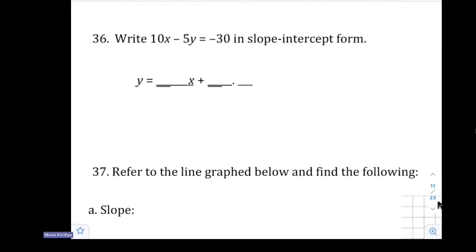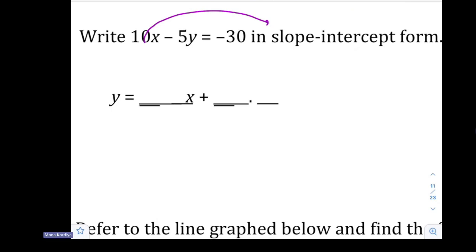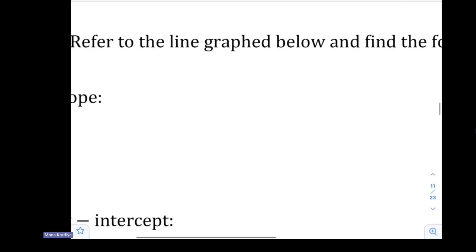Here, the same approach. Don't forget that this is negative, so negative 5y is negative 10x minus 30, and when you divide all the members of the equation, it becomes 2x plus 6. This is negative over negative, positive: y equals 2x plus 6.